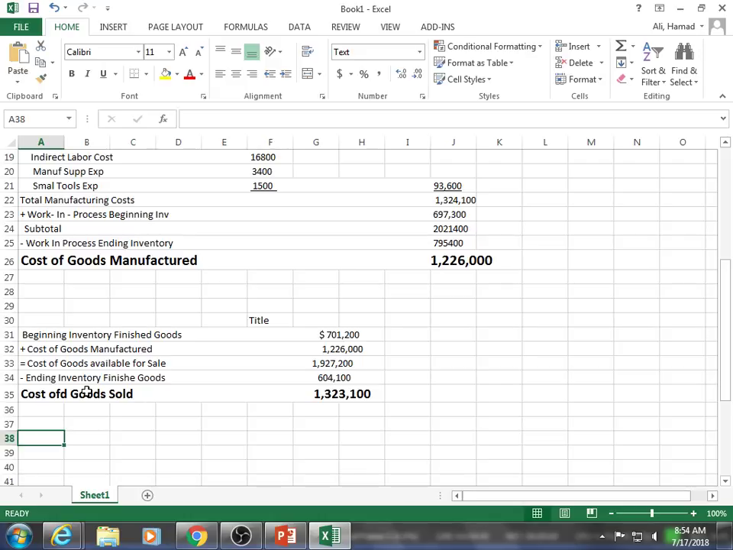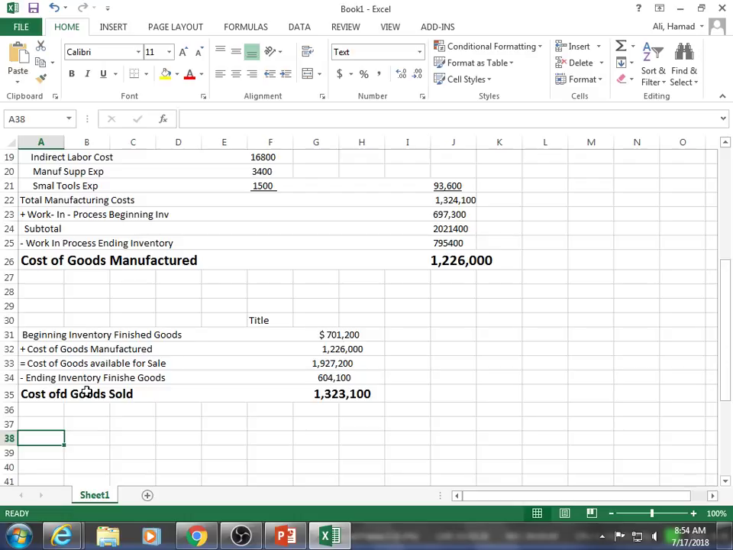Look at this for a second. Does that sound odd to you? If the cost of goods manufactured is 1,226,000, and here cost of goods sold is more than that? It means you made a profit, right? No, there's no profit here to make. We didn't look at any profit. We're just looking at the costs. It's higher because of the finished goods inventory that we already have.